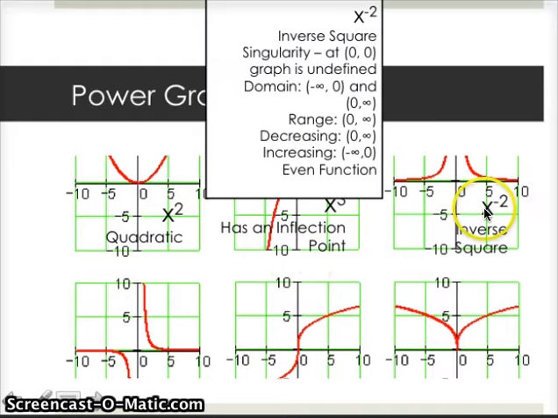Alright, this next graph is the inverse square graph, x to the negative 2. We can see that it has a singularity at 0, which means that this is the one place on the entire x-axis that the graph never reaches. It has asymptotes on both sides going up to infinity. The domain, therefore, is broken down into two parts, negative infinity to 0, and then from 0 to positive infinity. The range is just positive values, everything greater than 0. And again, this is an even function because it's symmetrical across the y-axis.